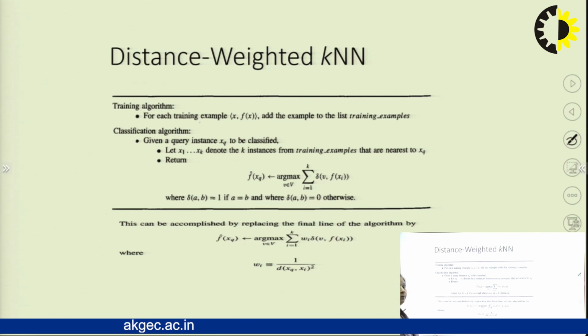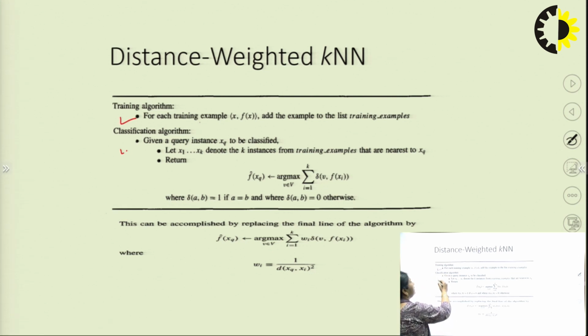So in distance weighted KNN, what we did in KNN, we store all the examples, same we will store all the examples. Then in simple KNN, we took the query and found the nearest examples, same we will do. Now where will be the difference? The difference will be in the final classification, what we will return.